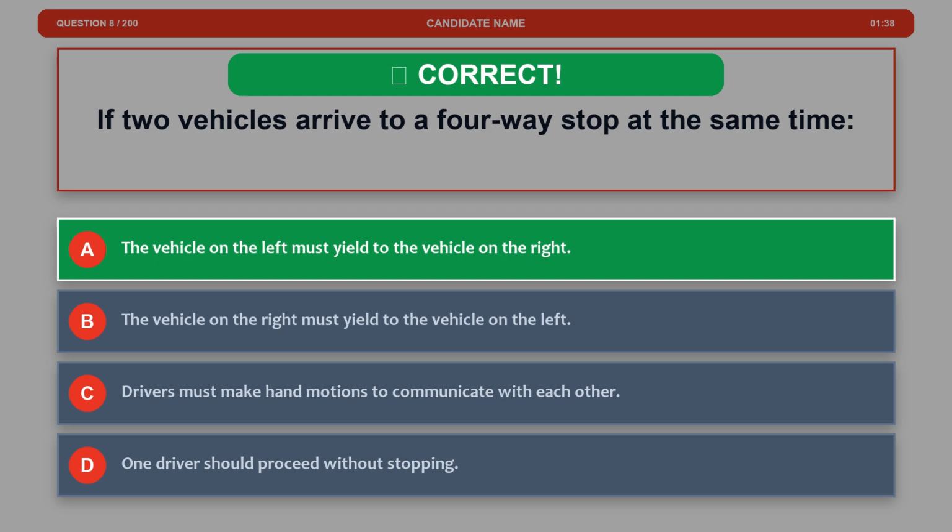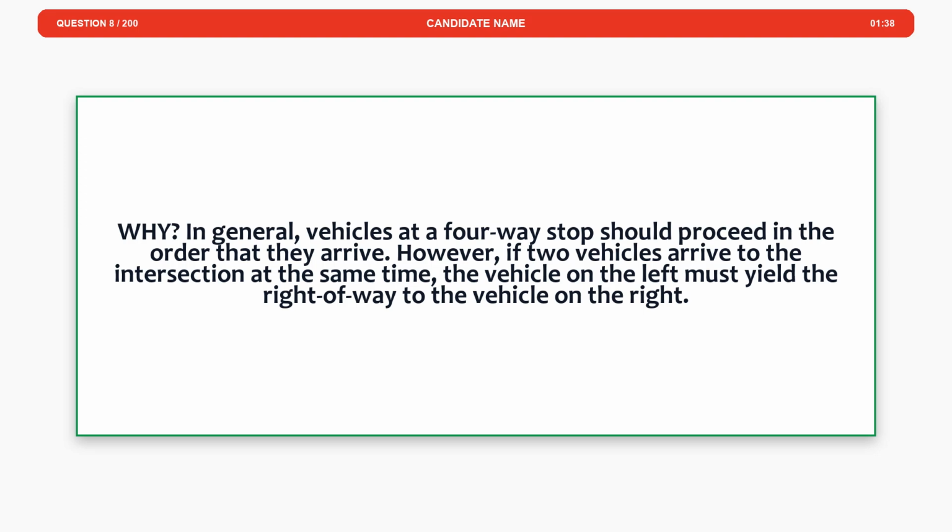The correct answer is option A. The vehicle on the left must yield to the vehicle on the right. Explanation. In general, vehicles at a four-way stop should proceed in the order that they arrive. However, if two vehicles arrive to the intersection at the same time, the vehicle on the left must yield the right-of-way to the vehicle on the right.